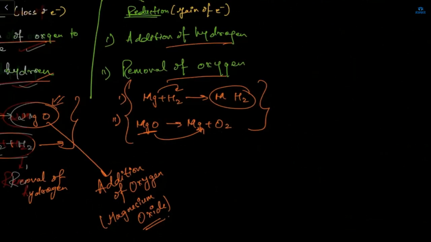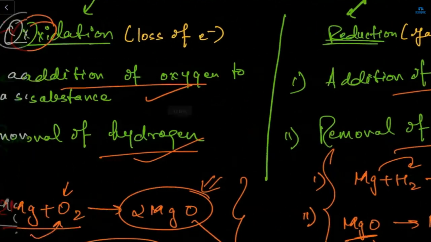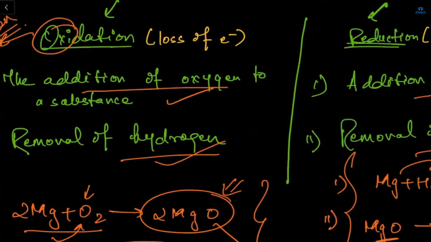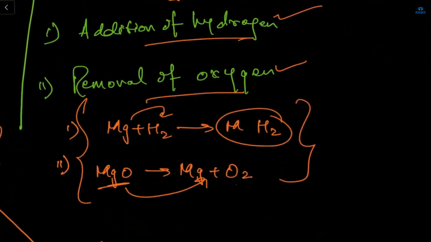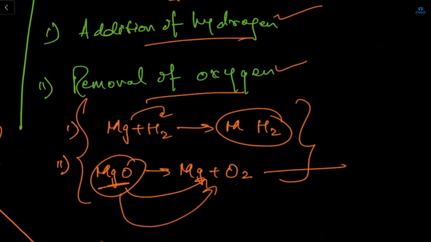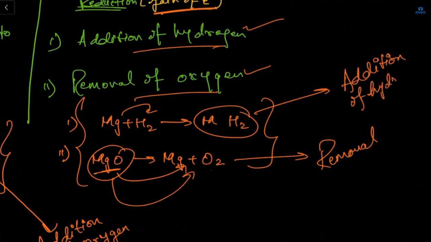Okay, any doubt? So reduction means addition of hydrogen and the removal of oxygen. It's the opposite of oxidation. And one more point you can add, Shazan and Ridhima: oxidation means loss of electrons and reduction means gain of electrons. So from these two examples again, MgO is getting reduced to Mg plus O2. This is the example of removal of oxygen, and here Mg plus H2 is getting combined, and then your compound in the product side is MgH2. So this is known as the addition of hydrogen.